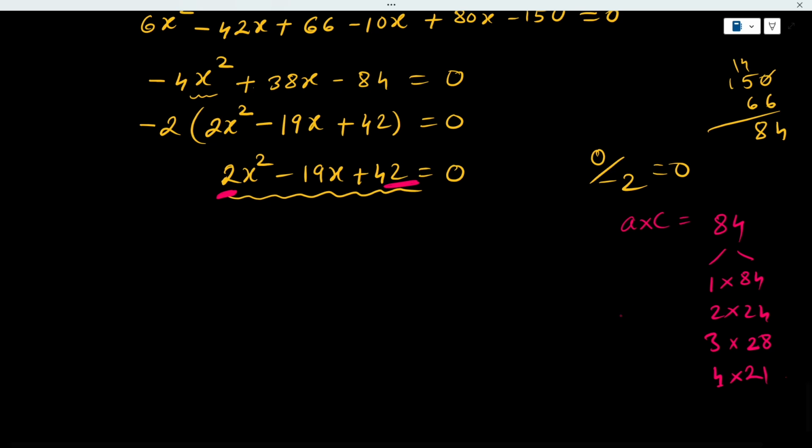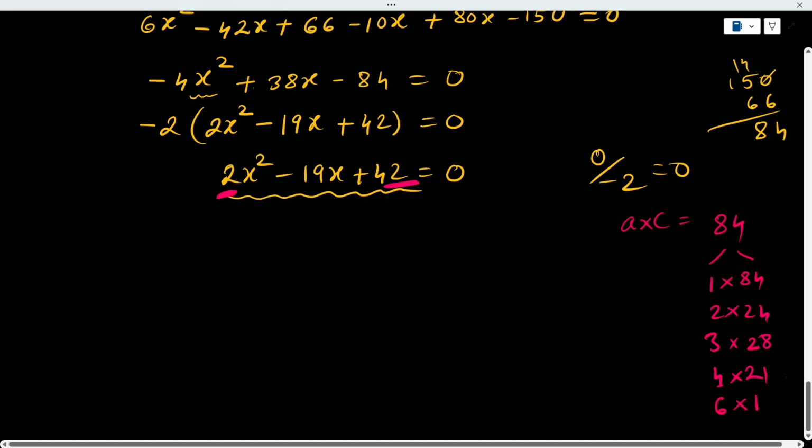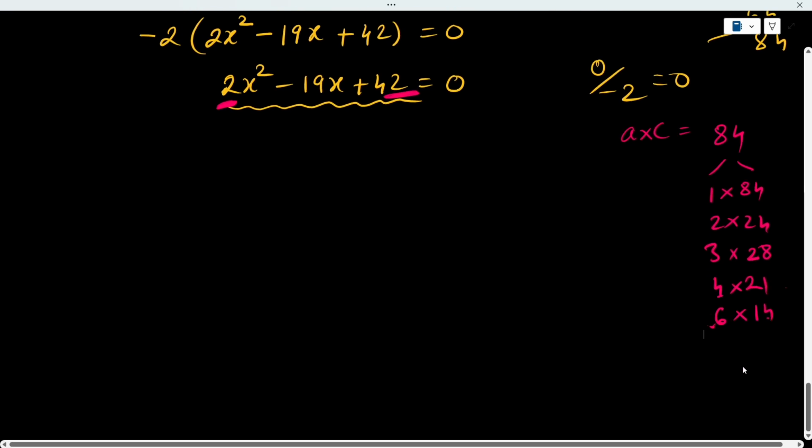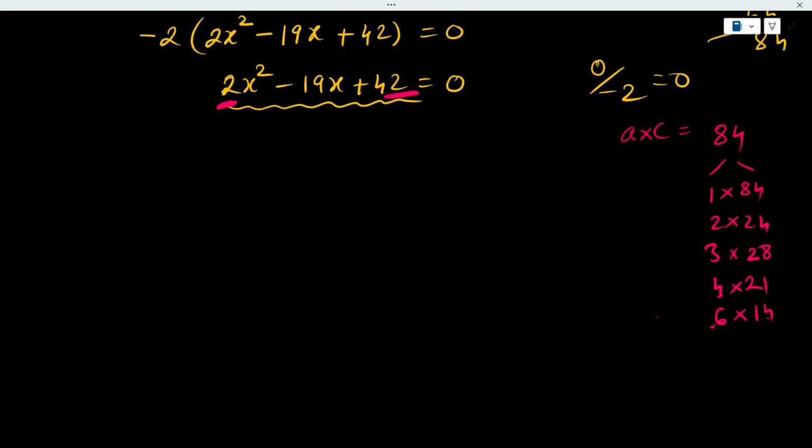What about 6 here? If I take here, it's divisible by 6 also. 6 times 14, 6 ones are 6, 6 twos are 12, 6 fours are 24, yes. Now 14 plus 6 is 20, 14 minus 6 is 8, so we can't take it. What is then 7? 7 also it is divisible here. 7 into 12, 7 ones are 7, 7 twos are 14, yes.